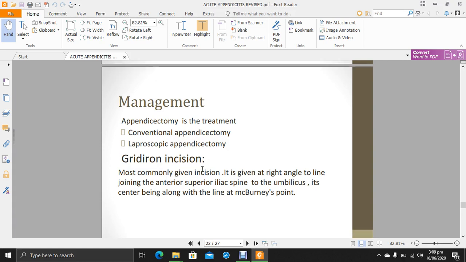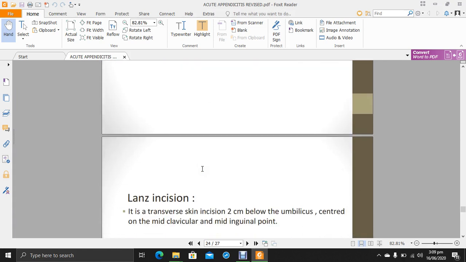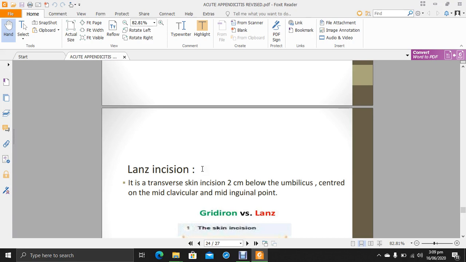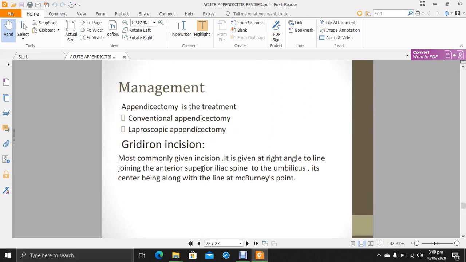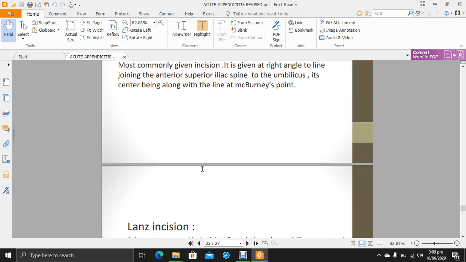So we open the skin and the subcutaneous tissue. Below the skin and subcutaneous tissue, the external oblique is cut in the line of incision, while the internal oblique we split along its fibers.